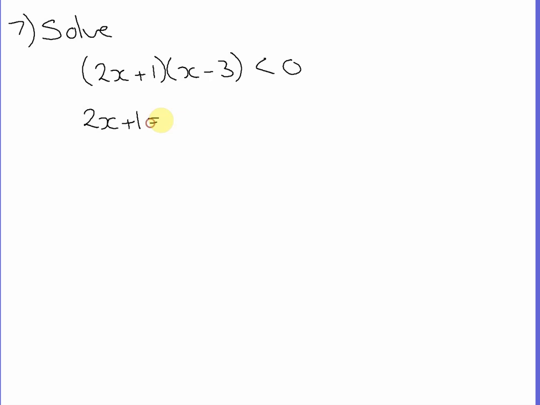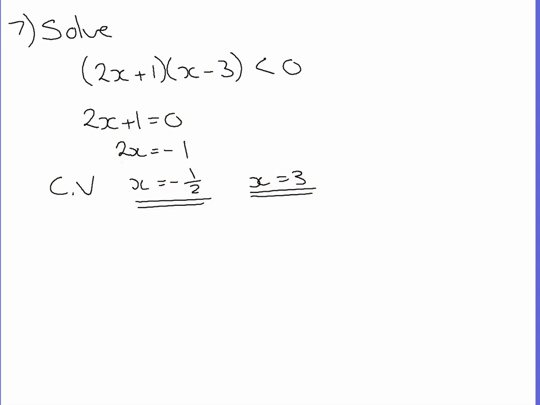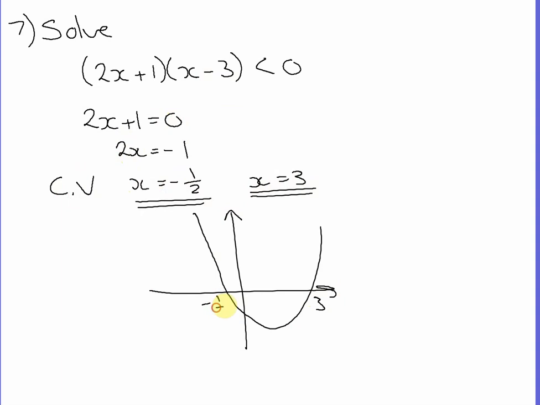So 2x plus 1 is equal to 0. So 2x is equal to minus 1. So x is equal to minus a half. This is my first critical value. This one's slightly easier. We can see x is going to be equal to 3. Make my sketch. It's going to look something like this, that being 3, that being minus a half.